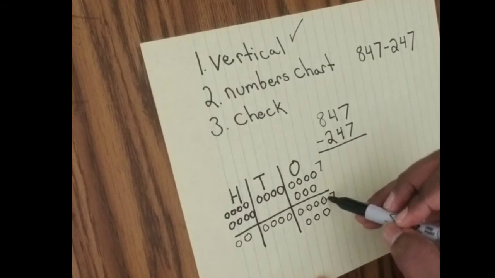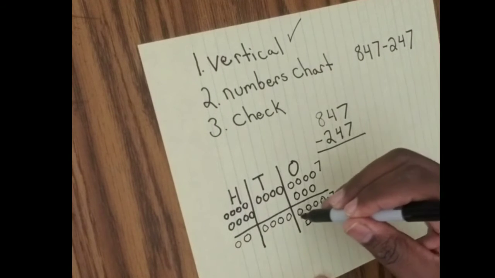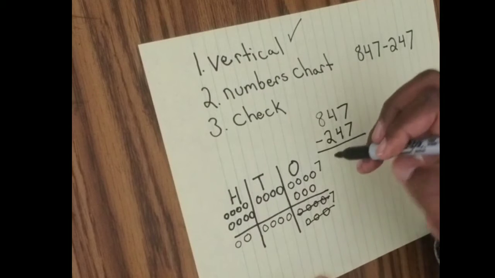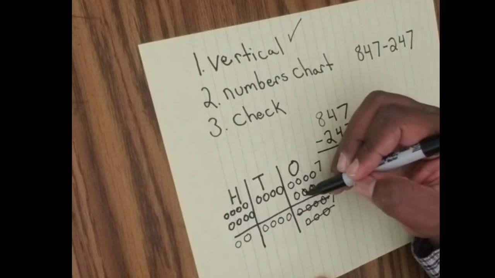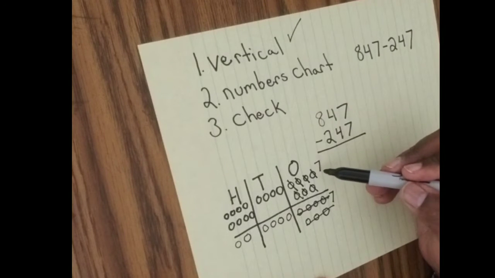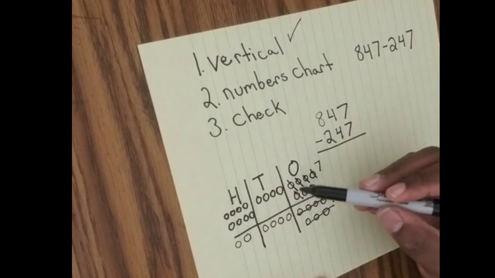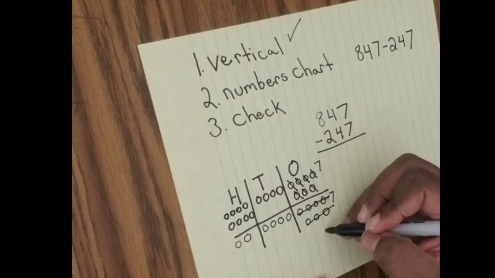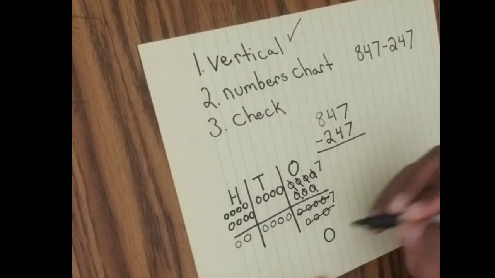So I'll just cross these out like this. Let me make it darker. And I'll take away 7. 1, 2, 3, 4, 5, 6, and 7. Then I count how many circles I have in my top number. I have 0. So 7 minus 7 is 0.